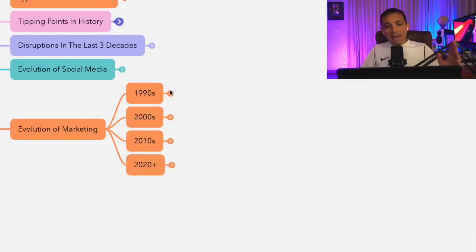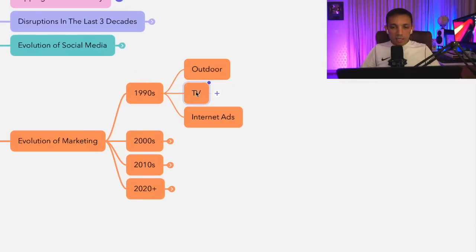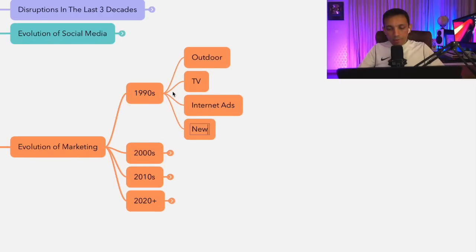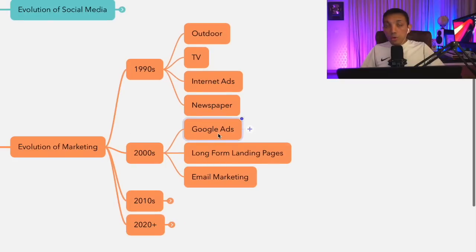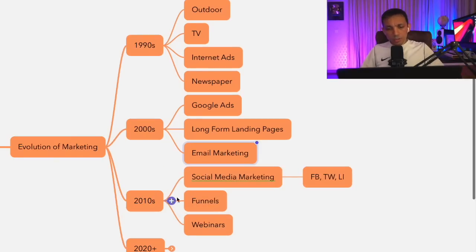See, the marketing of the 1990s was more like outdoor, TV, internet ads in a few places, and of course, newspaper. Okay, these were the main channels for marketing, outdoor ads. From 2000 onwards, we saw things like Google Ads, long form landing pages, email marketing started to gain more popularity in this time, building an email list and so on. And I've been following some of the top internet marketers from 2000 itself. 2010, we saw the game changing.